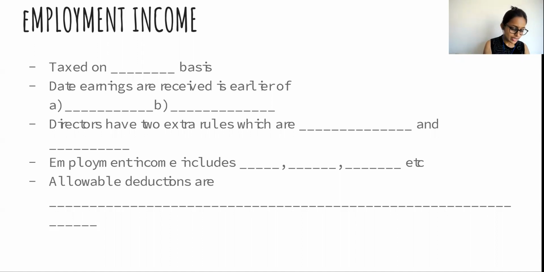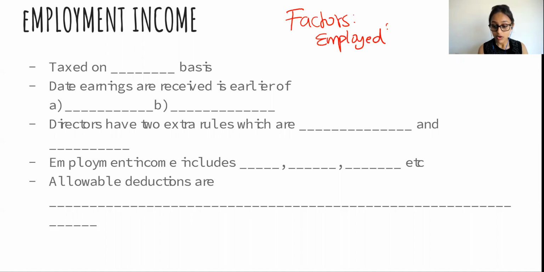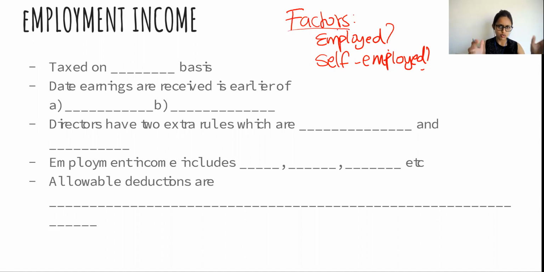Now, one theory type of question which you can expect is: what are the factors that help us decide whether a person is employed or self-employed? If you want to know the answer to this, there are some factors which you need to read through. You can go through your BPP workbook, page number 51. You can go through the factors which show us whether the person is employed or self-employed. In case it comes as a theory question, those are some easy marks.